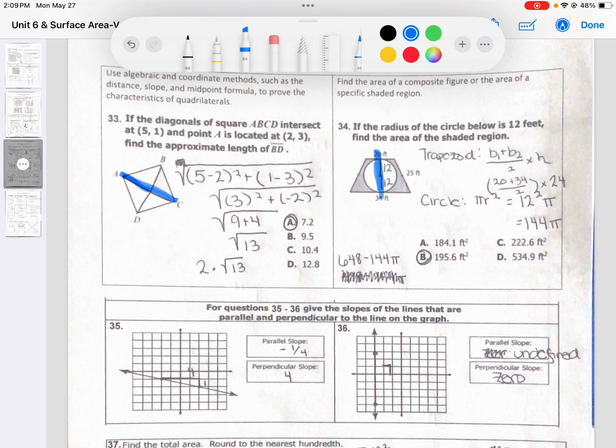So 20 plus 34 divided by 2 times 24 gives me the area of the trapezoid, which is 648. 648 minus 144 pi is 195.6. Once again, we want to find the shaded region. To find it, I have to see the 2 or more shapes here, which are a trapezoid and a circle. I found the area of each one and subtracted, because my shaded region is what's not covered. You have to subtract the unshaded region to get just the shaded region. We took out part of the circle, so we take out the area of the circle.